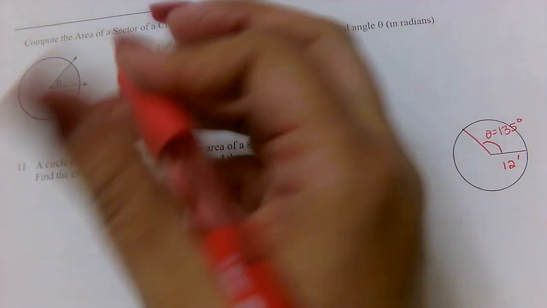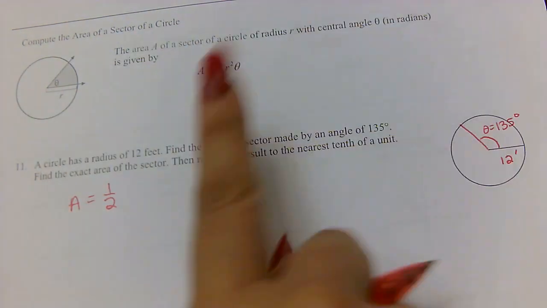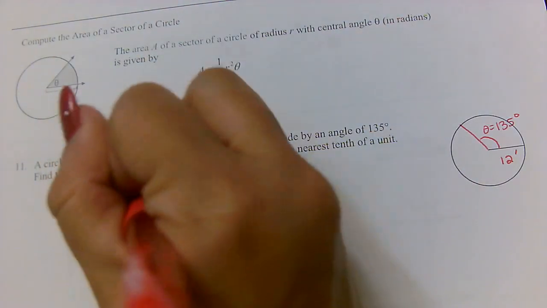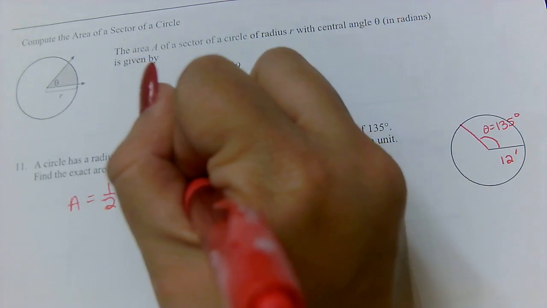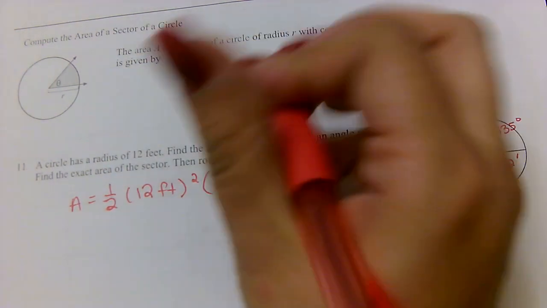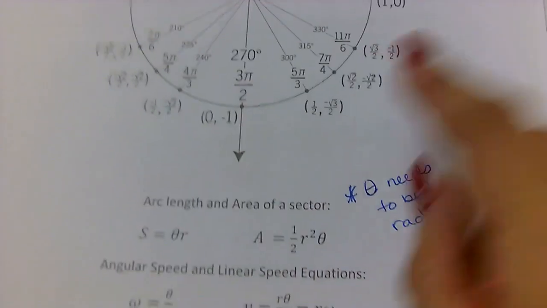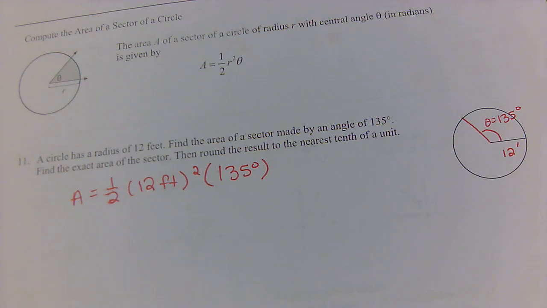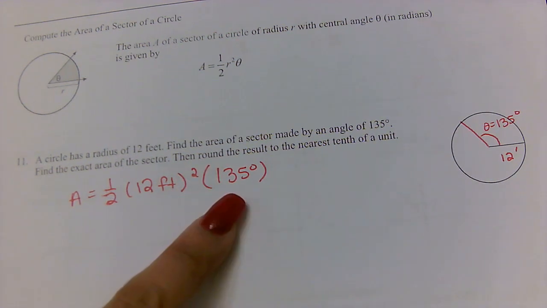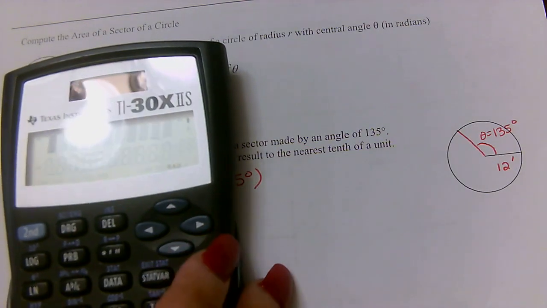Let's go ahead and start with the area formula. Area is equal to 1/2 r squared, where r in this case is 12. So I'm going to substitute 12 feet here and square it, times 135 degrees. Remember what I said about formulas. Theta needs to be in terms of radians. So you're going to have to do one of two things. You're going to have to convert the 135 to radians, or you can use your calculator, which is what I'm going to do in this case.